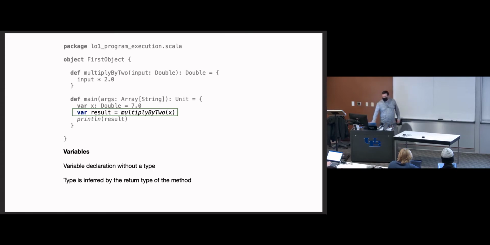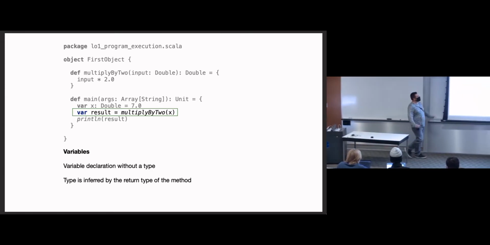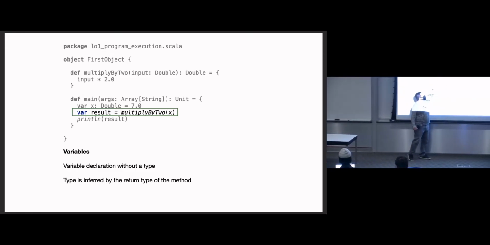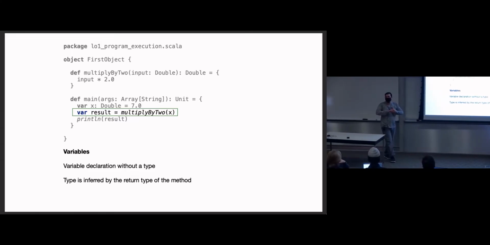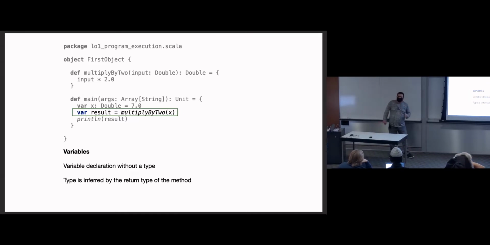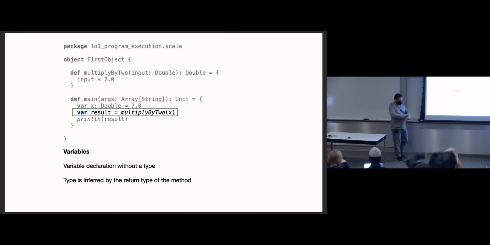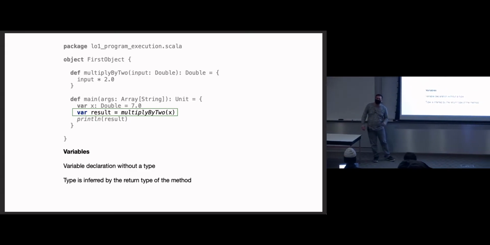Next, I'm going to declare another variable named result. And here I don't specify my type. In most of my lecture examples, I'm going to specify the type just to be very clear about what the types are of all my variables. But sometimes I won't. In some cases, we don't have to declare our types.